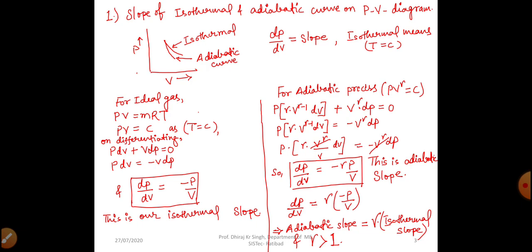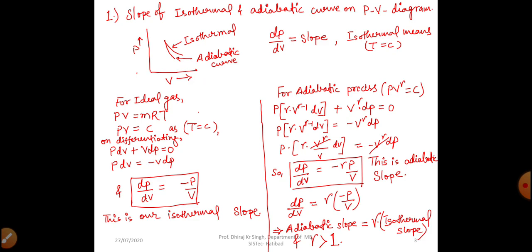Our first topic is the slope of isothermal and adiabatic curves on the PV diagram. First of all, dear students, we have to understand how we represent isothermal and adiabatic curves on the PV diagram. We can see the first curve is the isothermal curve and the second one is the adiabatic curve. The adiabatic curve is a little bit steeper than the isothermal curve. Why is the adiabatic curve steeper, and why is its slope more than that of the isothermal curve? We are going to see here.